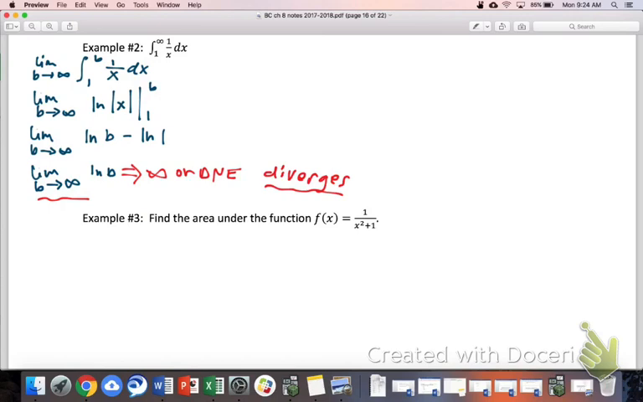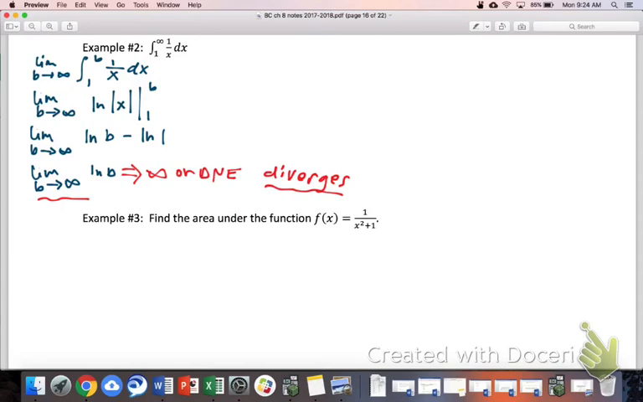And the reasoning is what I mentioned earlier. 1 over x simply does not approach the x-axis fast enough. 1 over x squared does. Later on, you're going to find out that 1 over x cubed, x to the 4th, 1 over x to the 5th, 1 over x to the 10th, 20th, 30th, 40th, 50th, they all do approach fast enough. But as soon as you get to 1 over x to the 1st and numbers below that, it's too slow. You'll always get a diverging integral.